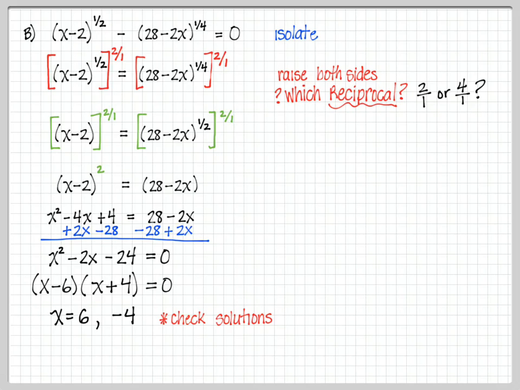square root of -6. Well, we're going to get a complex number. That's not going to work out. So -4 does not work. The only solution is x equals 6. Make sure you're checking your solutions. So these are the worked out solutions of the 2 examples from class.